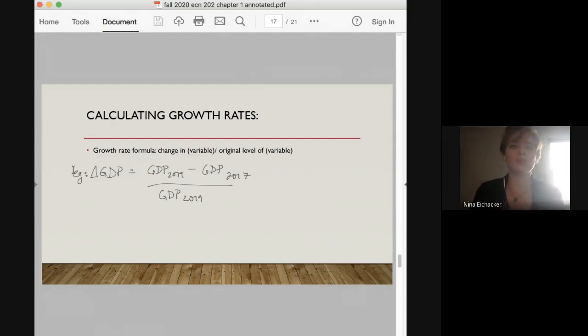And the way we measure growth rate is by taking the change in some given variable over time, and we divide it by the original level of the variable. So if you were trying to calculate the growth rate of GDP over time, we might, from say 2017 to 2019, we would look at 2019's GDP minus GDP in 2017, and we would divide that all by GDP in 2019.